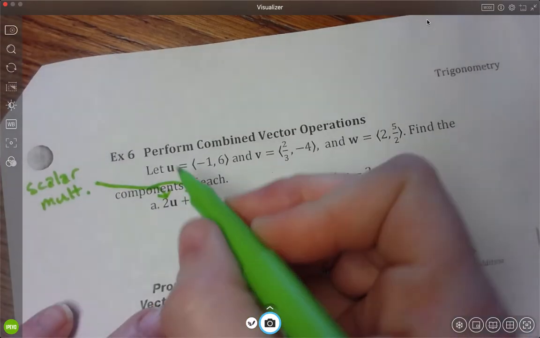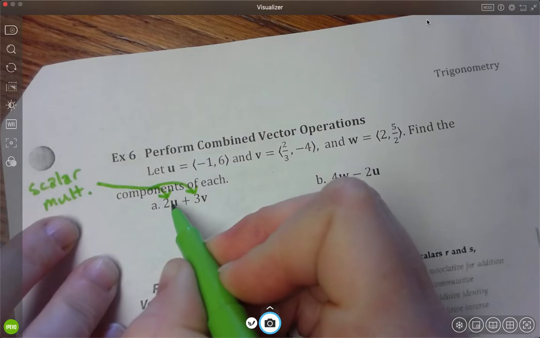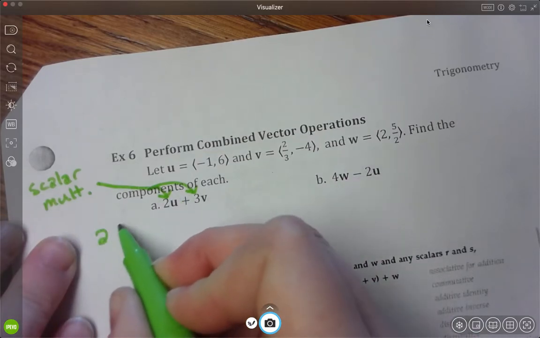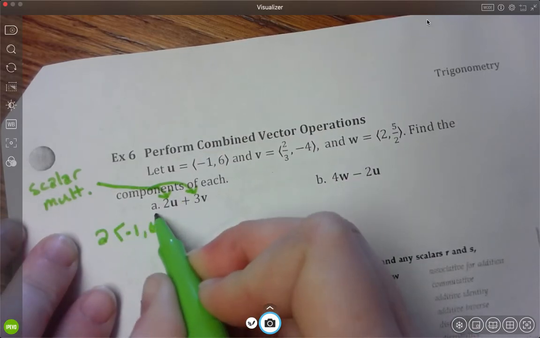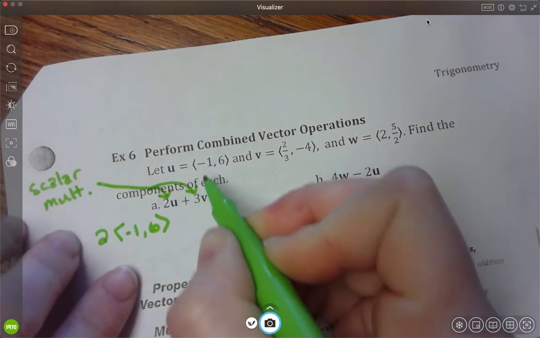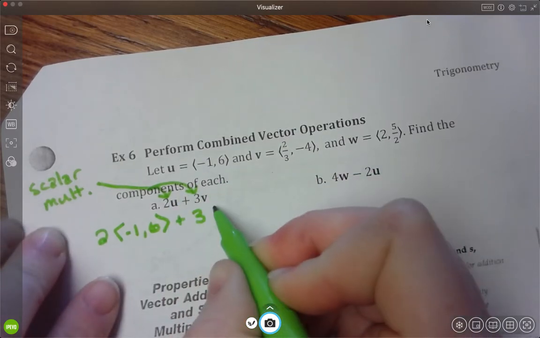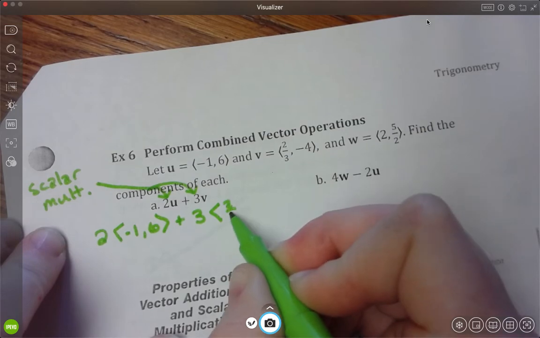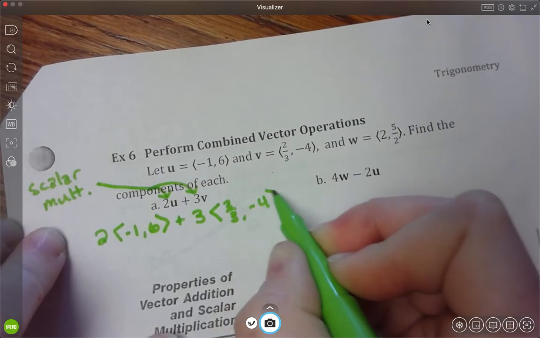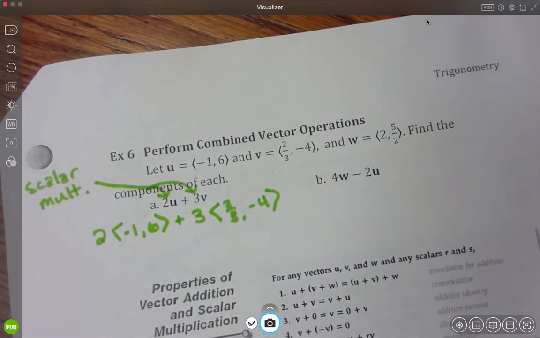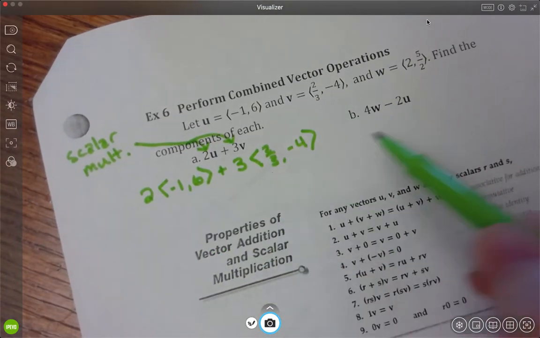So if I write out each one of these vectors in place of those, I'm going to do 2 times negative 1, comma 6, because that's what u is, right? Plus 3 times v, which is 2/3, comma negative 4. And so don't try to do this all in one shot. Some of you I'm sure can, but I go ahead and write all my steps out.